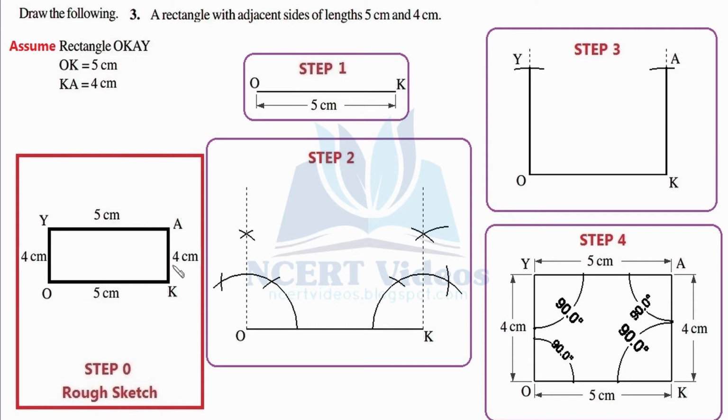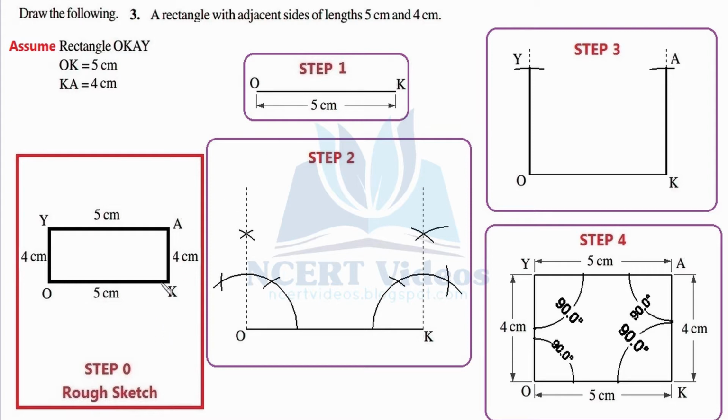Another adjacent side is 4 cm, that is KA. This indirectly means that the opposite side, that is YO, will also be equal to 4 cm. With this, we have successfully constructed a rough sketch, which we marked as step number 0. Pause it and try to construct it yourself with your own preferences.